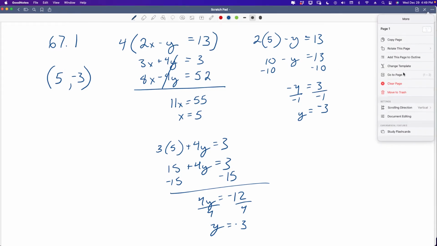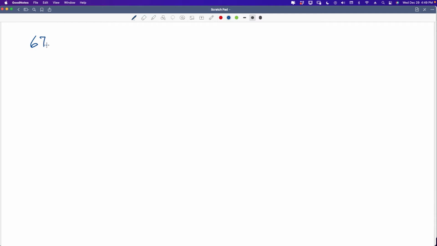Let's do 67.2. So this one gives us a system of equations that looks like this. 2x minus 3y equals 5. And it also gives us 3x plus 4y is equal to negative 18. All right, so here's the deal. These two we're going to have to multiply by the opposite of each other. Or these two, we're going to have to multiply by the opposite of each other.